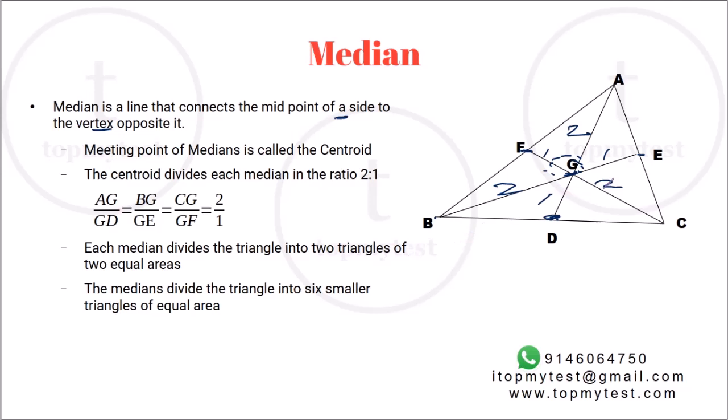A third significant property of a median, which you should be well versed with, is that if you take just the centroid, it will divide the triangle into 3 triangles of equal area, right? So BGC will be the same as AGC, which will be the same as AGB, which will be equal to 1/3 the area of the triangle, right? And even within these, they will be split evenly. This will be one part, this will be one part, so equal parts. So each of these smaller triangles will be 1/6 of the full triangle.